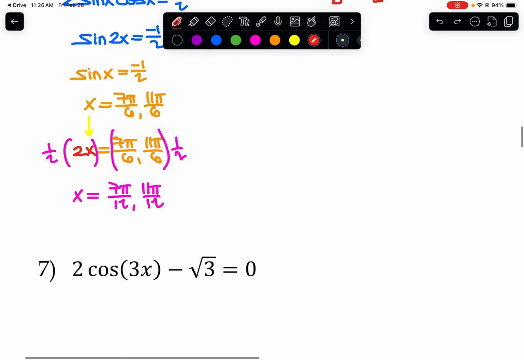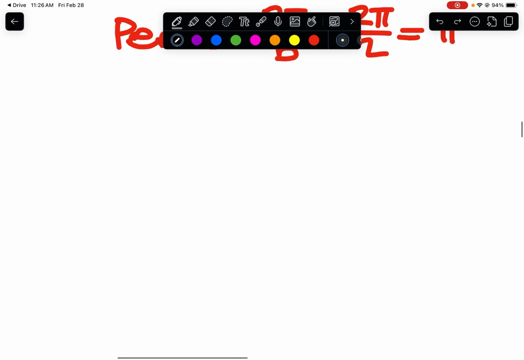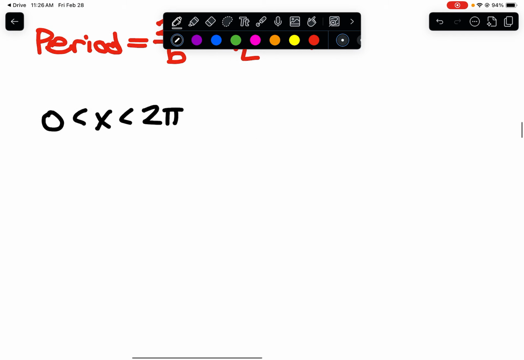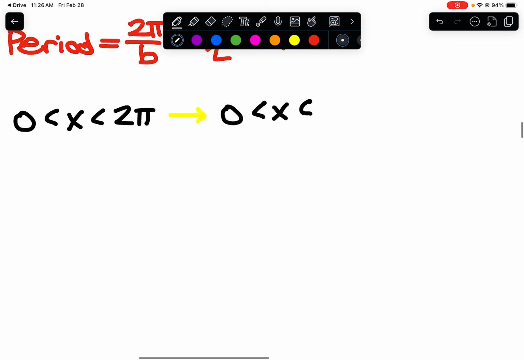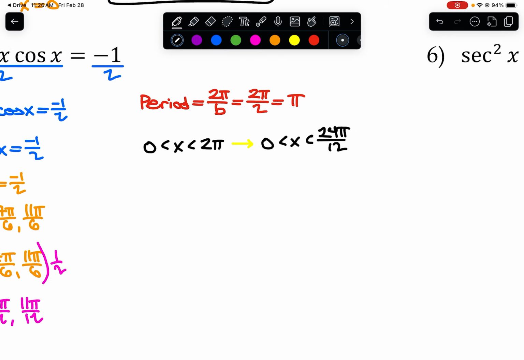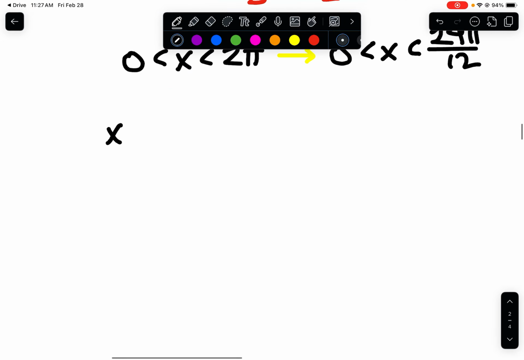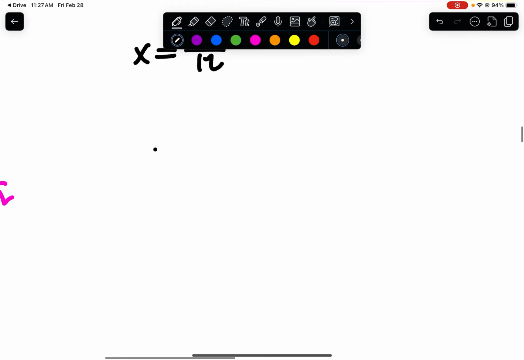So we actually have to consider the multiples or the period values of 7 pi over 12 and 11 pi over 12. Even though my domain goes from 0 to 2 pi, if I rewrite this in terms of a denominator of 12, we're actually going to look from 0 to 24 pi over 12. I know you're probably thinking, what is he actually doing right now? What I'm going to do is take each of my solutions, 7 pi over 12, and then I'm also going to take 11 pi over 12.